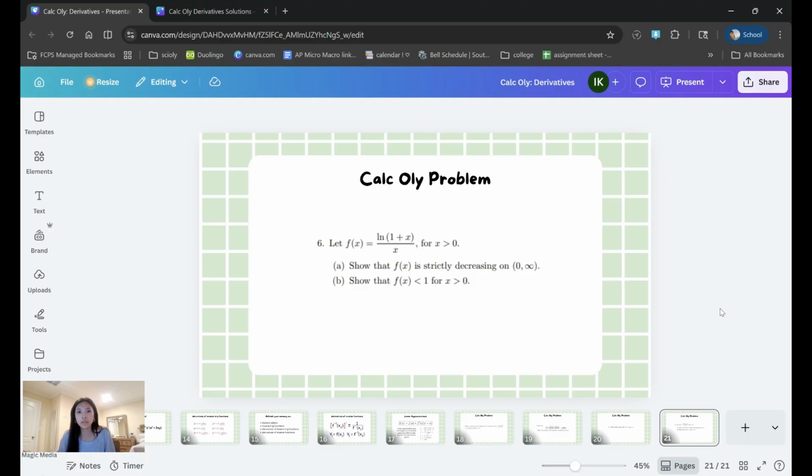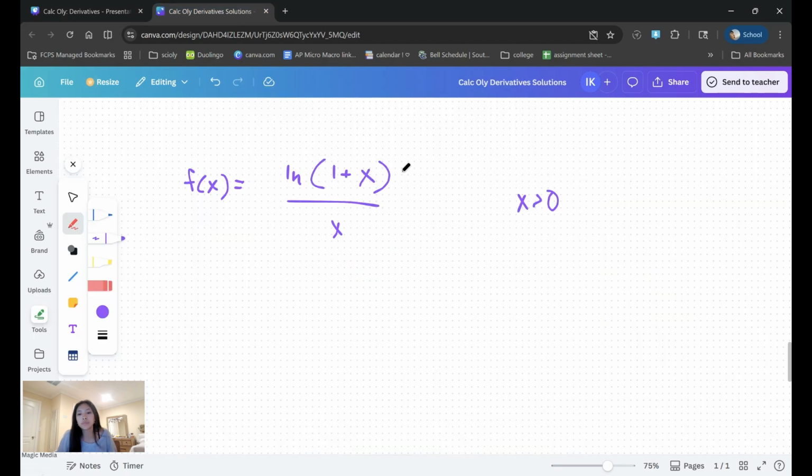We're going to be going over the very last question now. So for f of x equals ln(1 + x) over x for all x greater than 0, we want to show that f of x is strictly decreasing on the given interval, and then we also want to show that f of x is less than 1 and greater than 0. So the first thing I'm going to do is find f prime of x, and we're going to use the quotient rule.